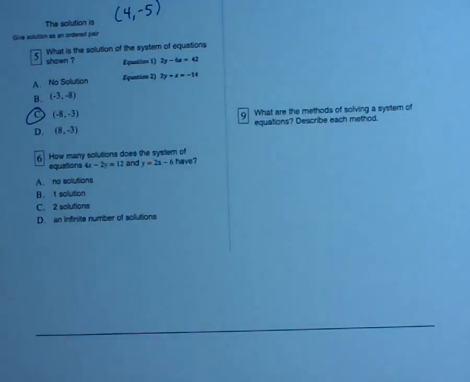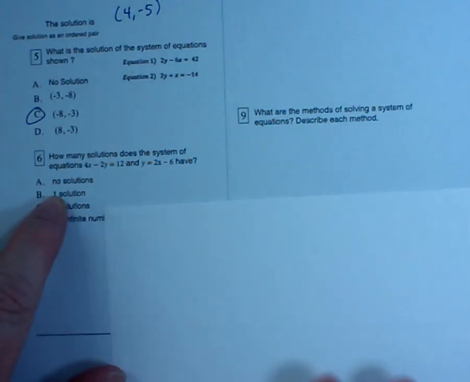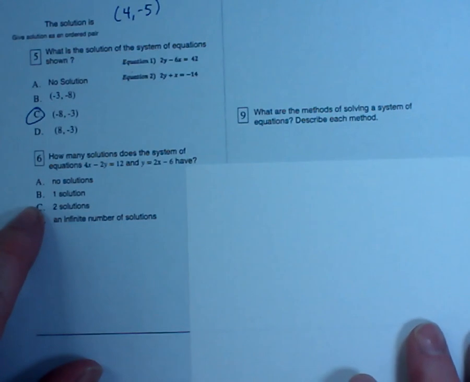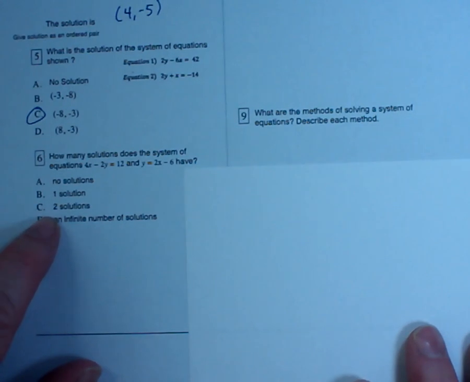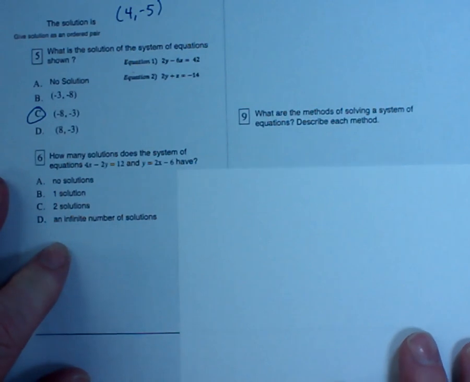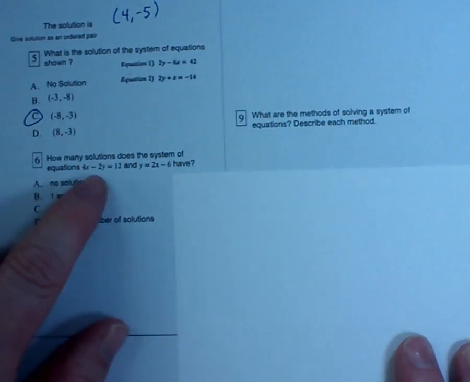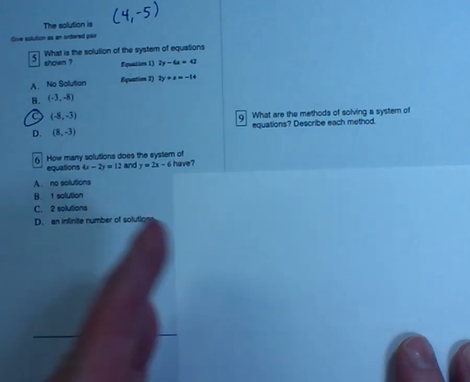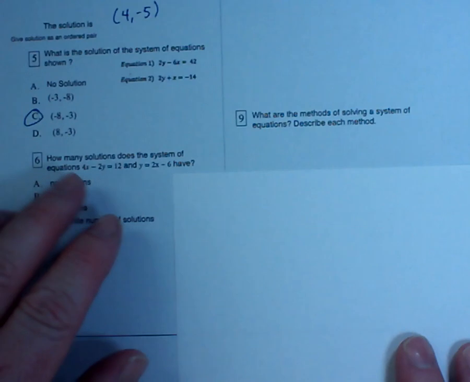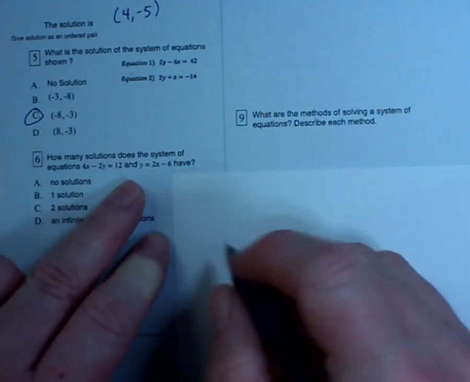Problem 6. How many solutions does the system of equations have? We have no solution, one solution, two solutions, and an infinite number of solutions. Let's take a look. We need to get them so that they're in the same form. You could either make them both standard form or both slope-intercept form. Let's make them both slope-intercept form.